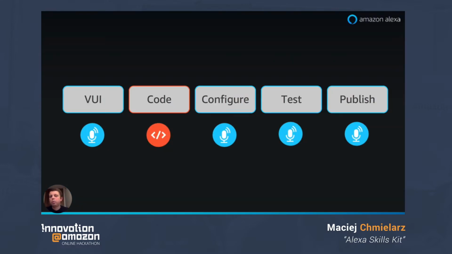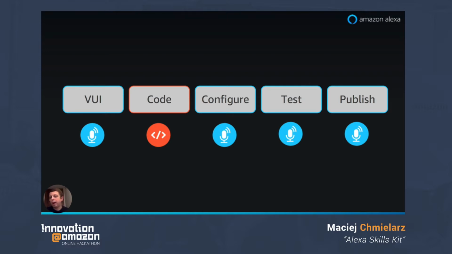And in order to create an Alexa skill, you need to go through a few basic steps. The first two are the basic building blocks that I just mentioned a moment ago: designing the voice user interface and writing code for the processing of the input that the user provides. Besides that, you also need to configure your skill, test it to verify how it works, and eventually publish it in the Alexa Skill Store.